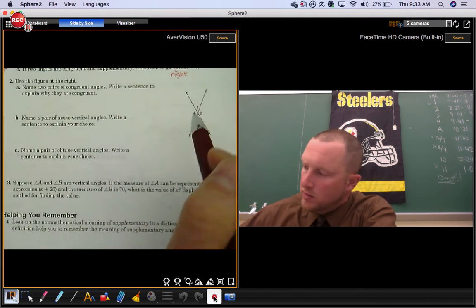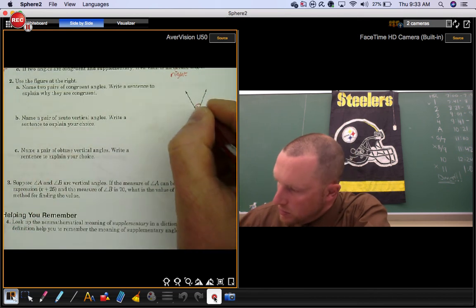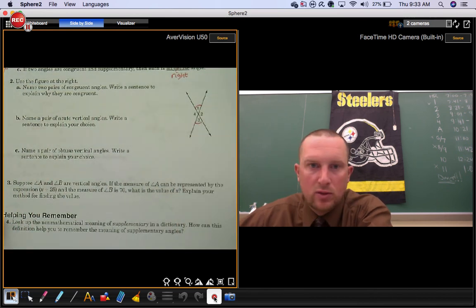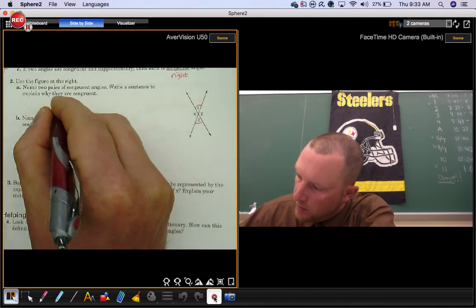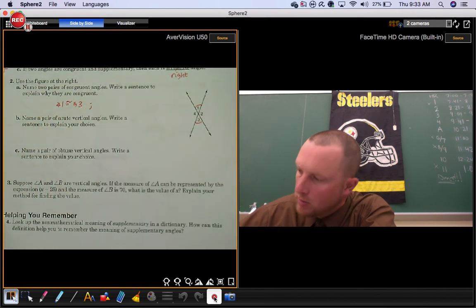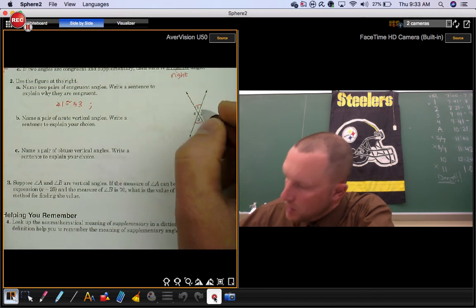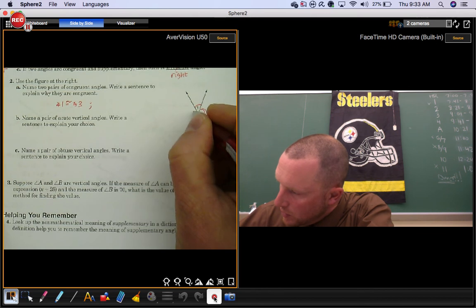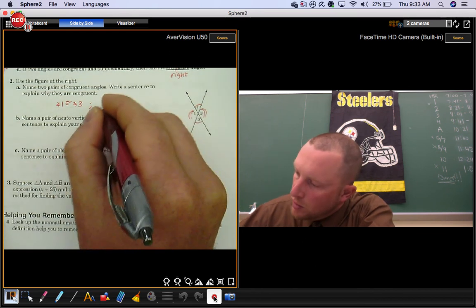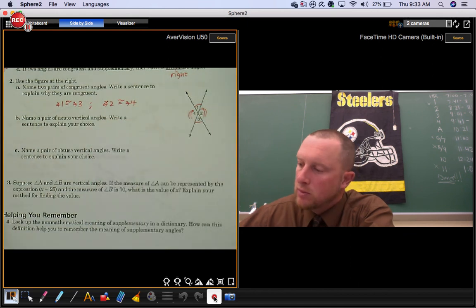Number 2, we're going to use this figure at the right. Name two pairs of congruent angles. Well, I see two congruent vertical angles right there. Angle 1 is congruent to angle 3. Those angles are acute. Now, there's also some obtuse vertical angles. They're congruent to each other also. But they're definitely not the same as angles 1 and 3.